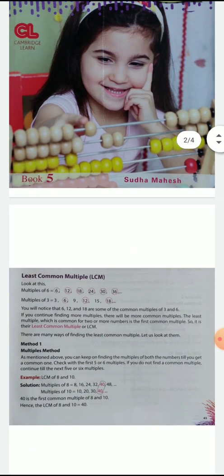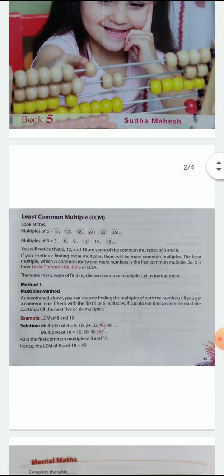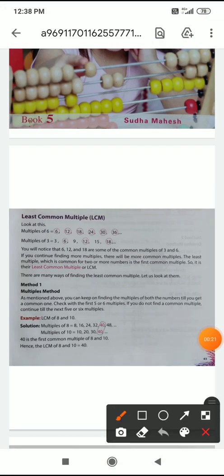Now we'll discuss LCM, the least common multiple. First you see these two numbers, 6 and 3. Multiples of 6 are 6, 12, 18, 24, 30 and 36. And multiples of 3 are 3, 6, 9, 12, 15 and 18.